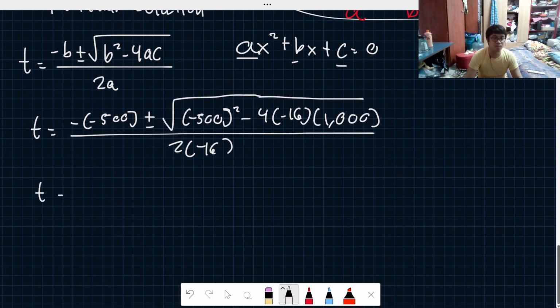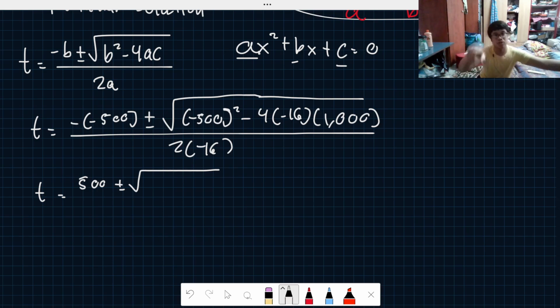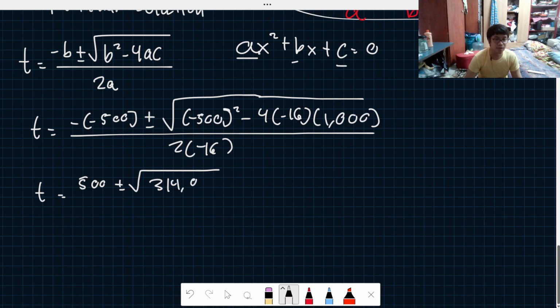Let me just combine everything. Negative times negative 500 is 500 plus minus the square root of... Let me just use my calculator for a second to combine the inside of the root. Let me pause this for a while. It's 314,000, all over 2 times negative 16, which is negative 32. Let me take a look if I can simplify the root here one more time.